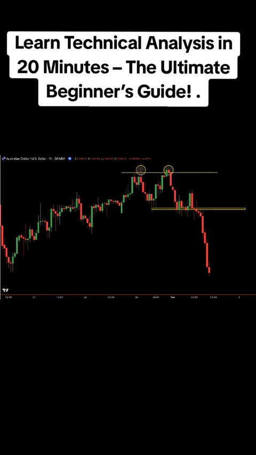A valid double top consists of three key parts. First peak, price moves up and hits a resistance level. Pull back, price drops slightly but then makes another attempt to go higher. Second peak, price reaches the same resistance level but fails to break through, showing weakness.